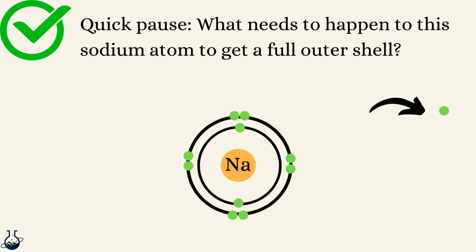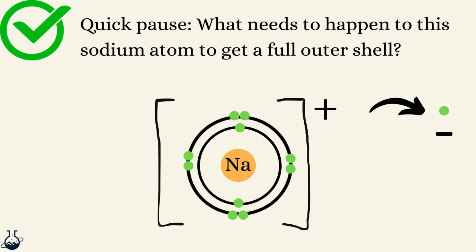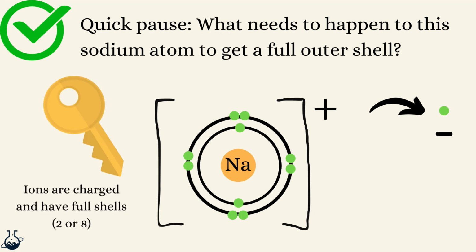So we no longer need this shell. By losing this 1 electron, it has lost 1 negative charge, leaving the ion with more positive protons. So it becomes a 1 positive charge. That's the key here. Ions are charged and have full shells.